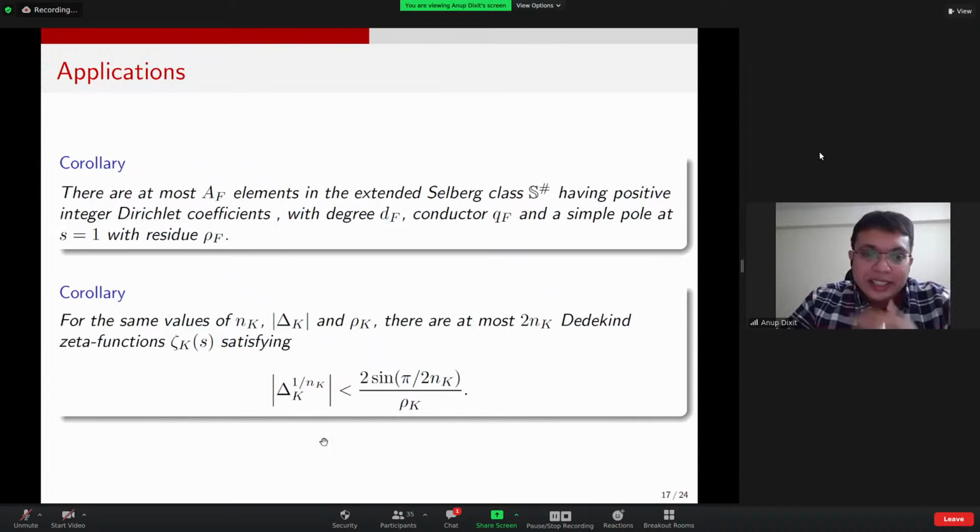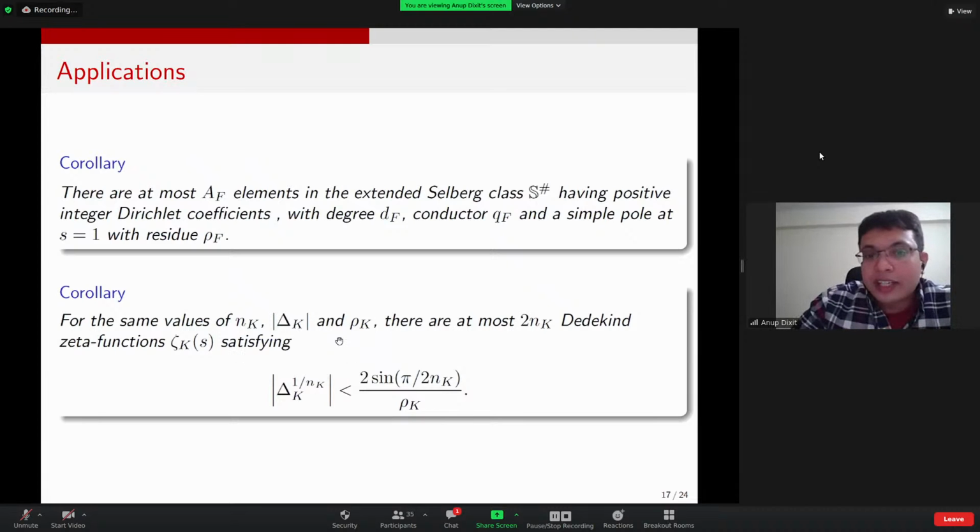I have written it in the following way, but I'll say a few more words about it. If you have the same degree, conductor, and residue, and it satisfies the condition that appeared in the first theorem I mentioned, then there are at most twice the degree number of Dedekind zeta functions. However, this condition doesn't seem like it is often satisfied, because both the sign as well as this rho_F can get large, and this sign can become very small. But once you drop this condition, we will get that there are some finite number of Dedekind zeta functions. So in the case of Dedekind zeta functions, we only get finiteness.